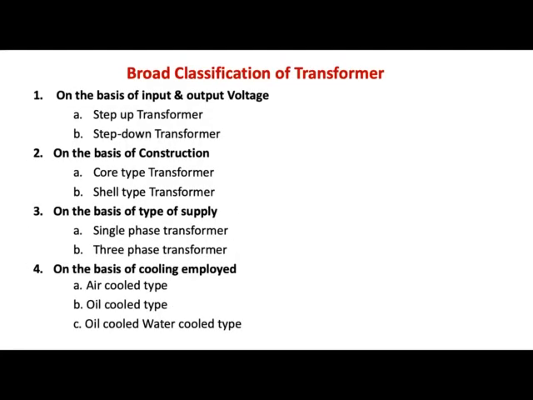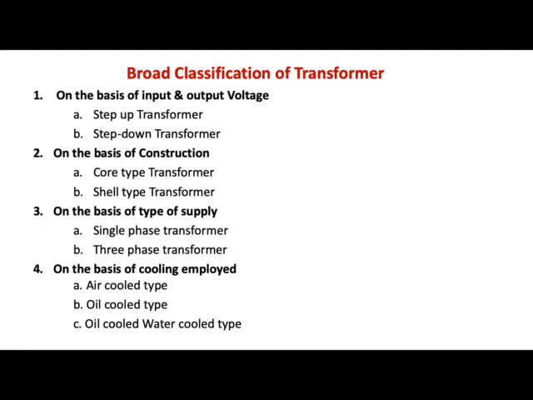Now we'll try to classify the transformer based on different elements. On the basis of input and output voltage, the transformer is classified as step-up transformer and step-down transformer. Step-up transformer means that the output voltage is more than the input voltage, and step-down transformer means the output voltage is less than the input voltage. On the basis of construction, we have core type transformer and shell type transformer, which will be discussed later in detail.